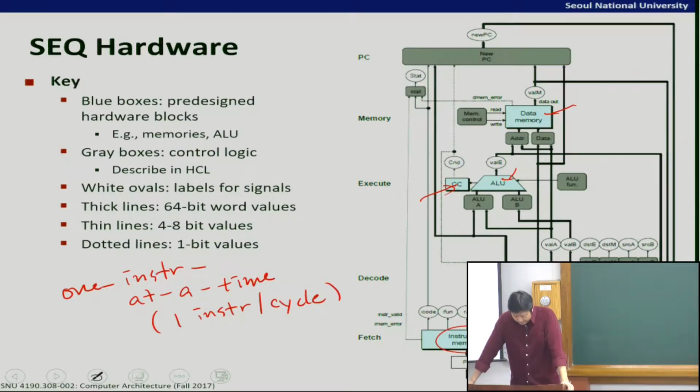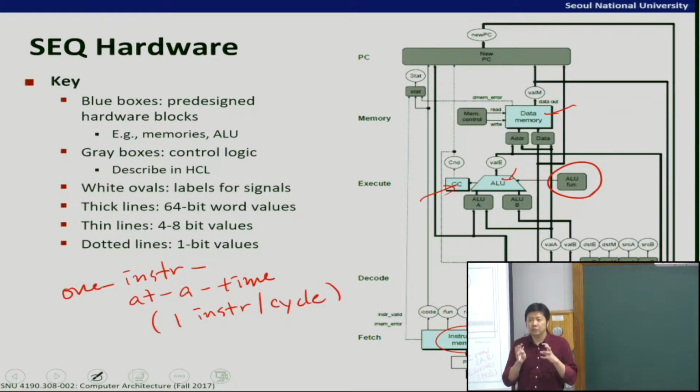Also, we have gray boxes. Gray boxes are control logic. We're going to go over this control logic in more detail in a later slide. For example, let's think about this box, ALU func. What this one does is, depending on the instruction type, we have to configure the ALU correctly. The ALU can do 4 different things: add, sub, XOR, and AND. Depending on the instruction you're executing, you have to configure the ALU correctly.